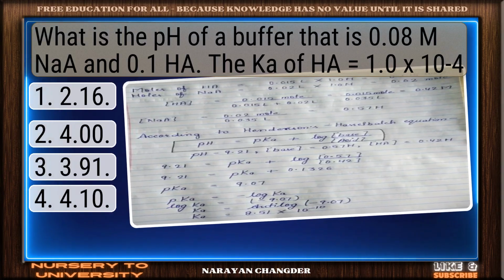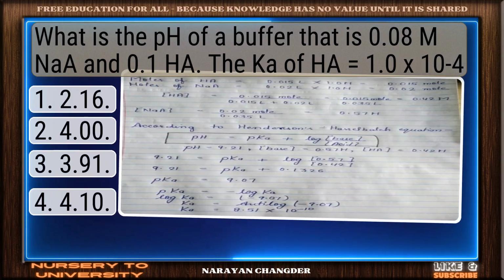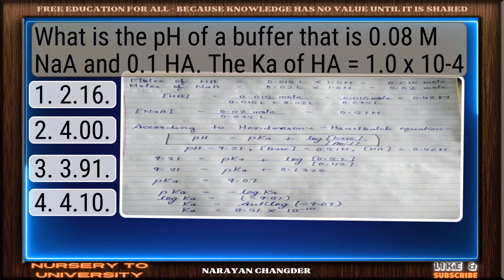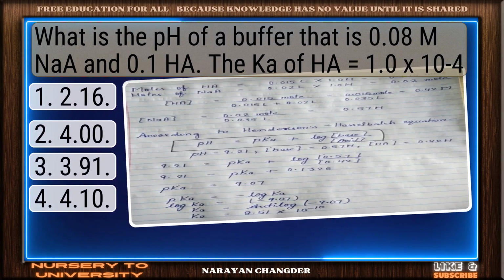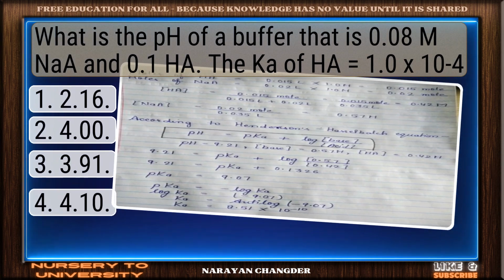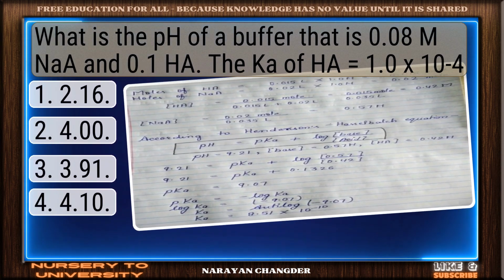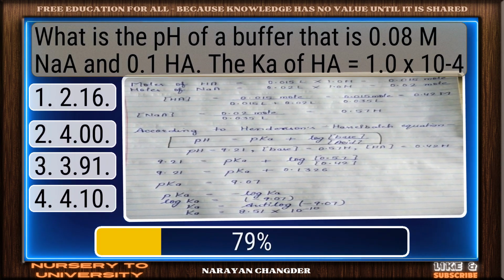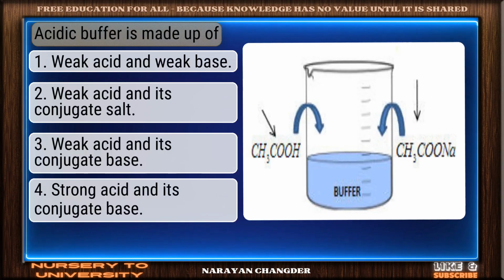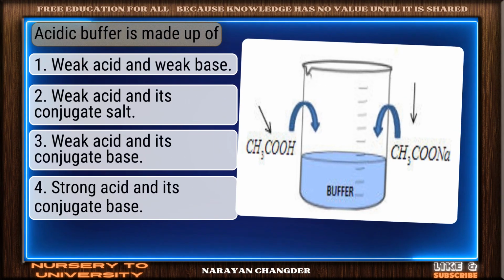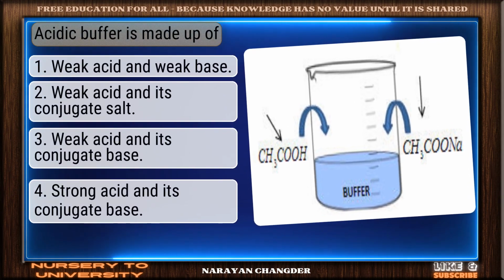What is the pH of a buffer that is 0.08 and 0.1 HA? The Ka is equal to 1.10. Option 1, 2.56. Option 2, 4. Option 3, 3.91. Option 4, 4. 3.1 is correct.